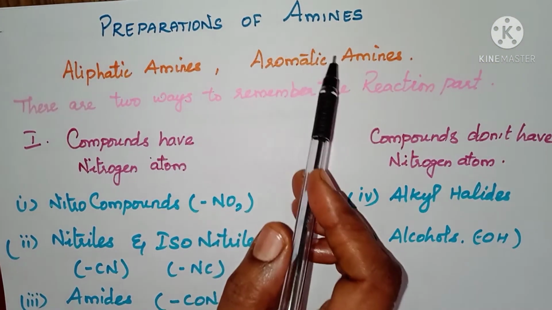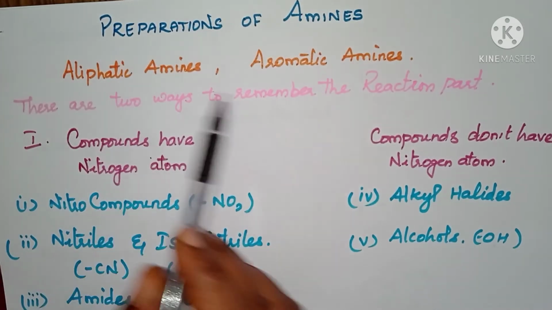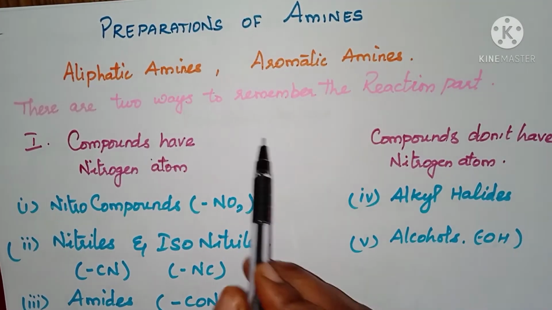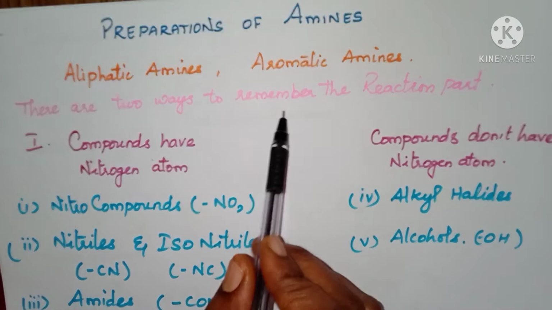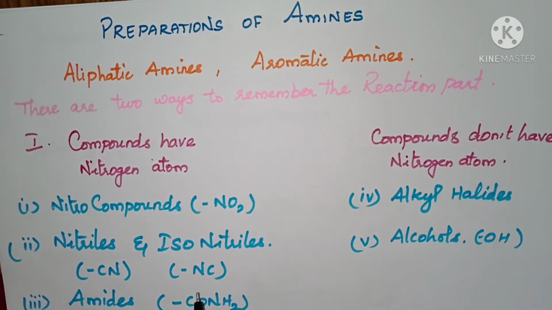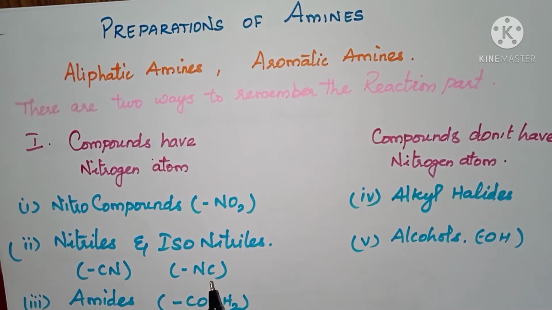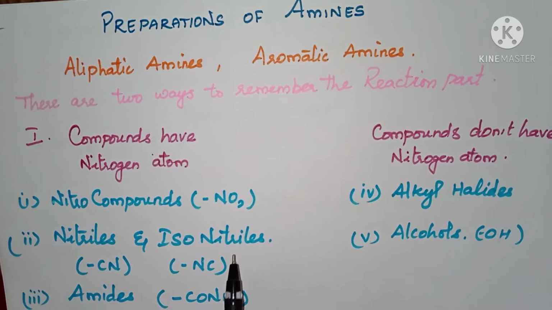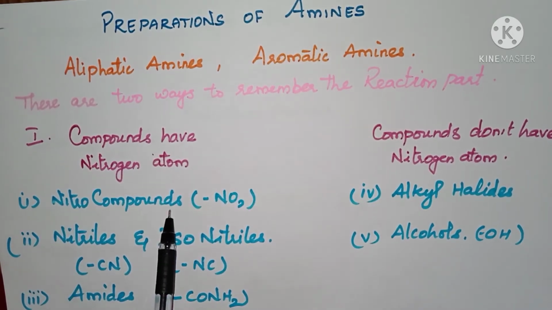Okay, preparation of amines. It is aliphatic amines, aromatic amines. Both we are going to check. There are 2 ways to remember the reaction part. So I have given all those 6 reactions now. How do we remember all those reactions? An easy way I'm telling you. The first one, nitro compounds. From nitro compounds we are converting nitro compounds into amine. I have told you the first one.